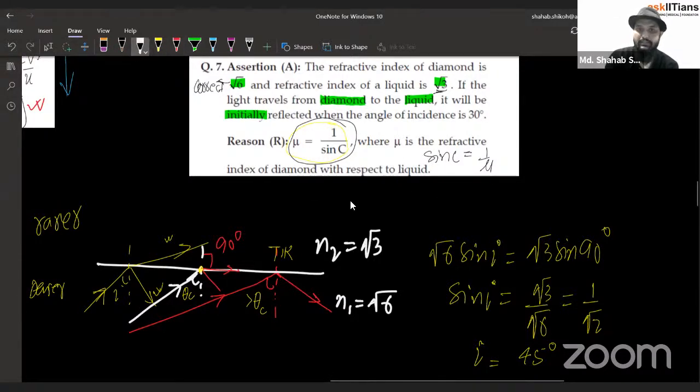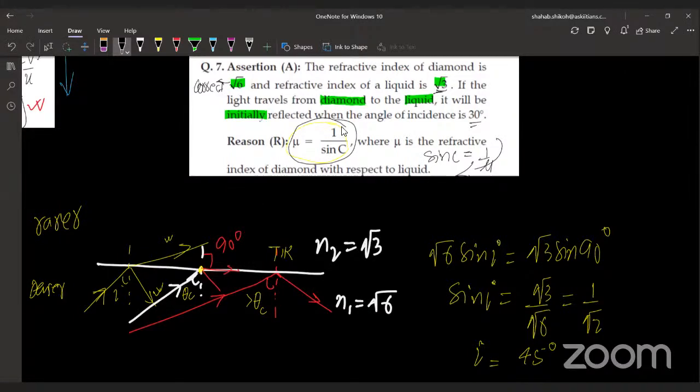But still, the reason is correct, but the reason is not... The refractive index is defined like this. That's really true. Fine, it's not a problem. But the first statement is incorrect. It's not totally internally reflected because 30 degree is not possible. Yes or no? Yes, sir. Yeah, the angle is greater.